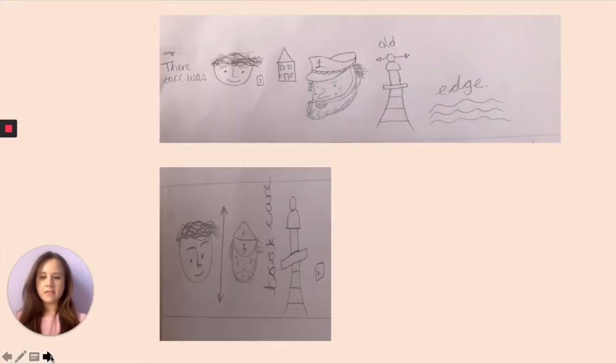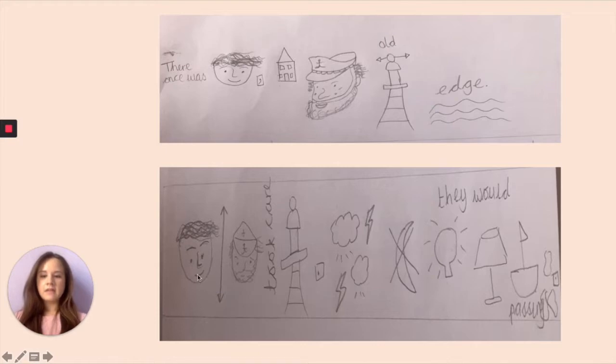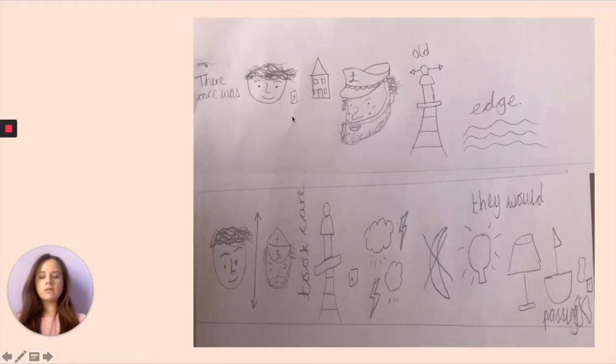I've finished the rest of the page like this. Between them, Tom and his granddad took care of the lighthouse. On stormy days and moonless nights, they would light the lamp to show passing ships where the rocks were. There once was a boy called Tom who lived with his grandfather in an old lighthouse at the edge of the sea. Between them, Tom and his grandfather took care of the lighthouse. On stormy days and moonless nights, they would light the lamp to show passing ships where the rocks were. Well done if you were able to say that.